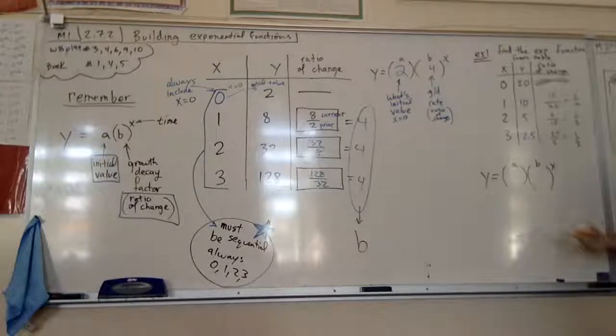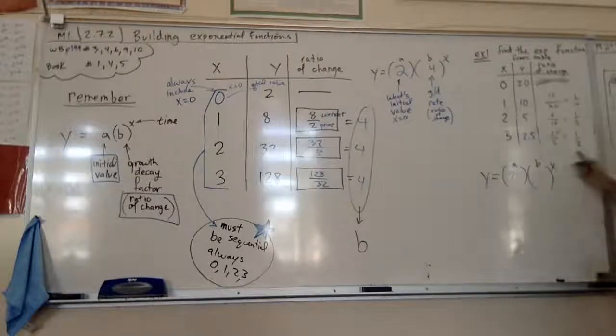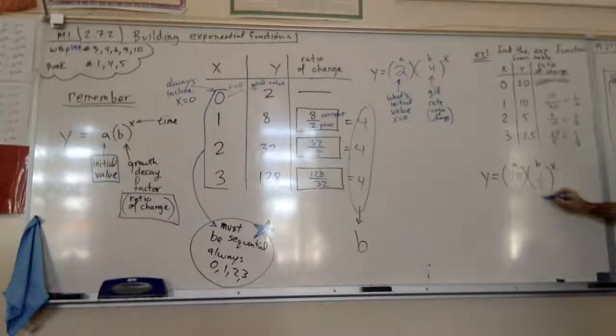What was our A value, though? 20. God, you're so good. It's so easy. What's our ratio of change? 1/2, 0.5, whatever you want to put there. I think we'll keep it consistent, all decimals here. 0.5. So since it's decay, could it be a negative number?